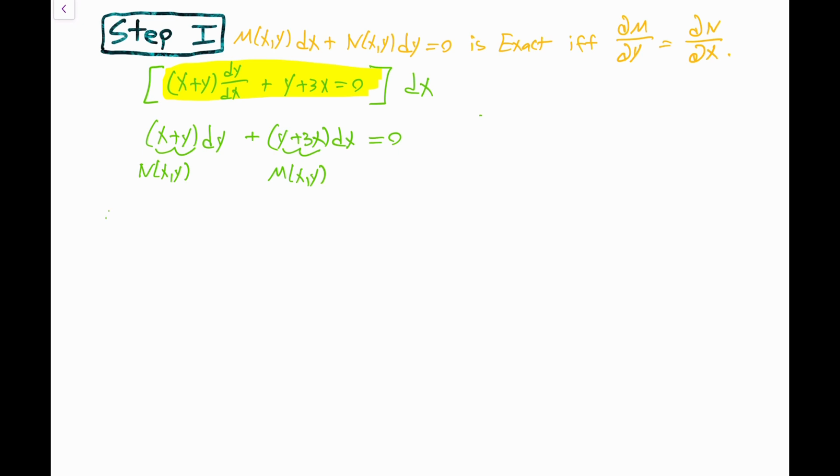So the partial with respect to x of x plus y is equal to, well, that's just a 1. And the partial with respect to y of y plus 3x is also just a 1. So 1 is equal to 1. We have an exact differential equation. Let's move on to step 2.